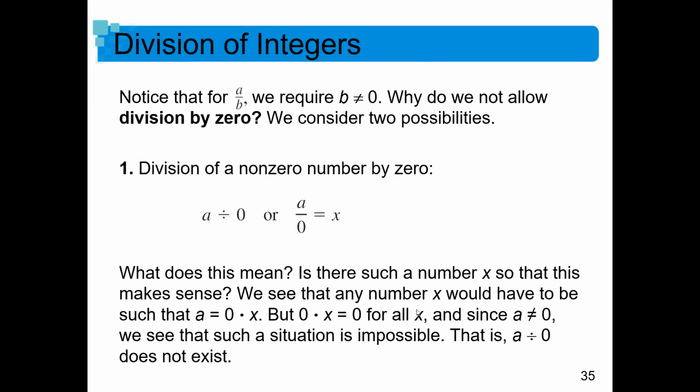Notice that for A divided by B, we require B not equal to 0. So why do we not allow division by 0? We consider two possibilities. What does it mean for A divided by 0 to be equal to X? Is there such a number X so that this makes sense? Any number X would have to be such that A equals 0 times X. But 0 times X equals 0 for all X. And since A is not equal to 0, such a situation is impossible. That is, A divided by 0 does not exist.